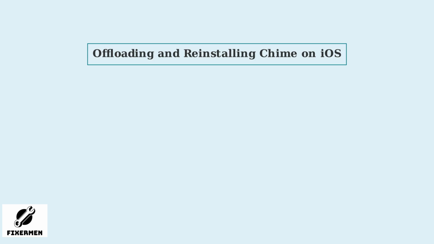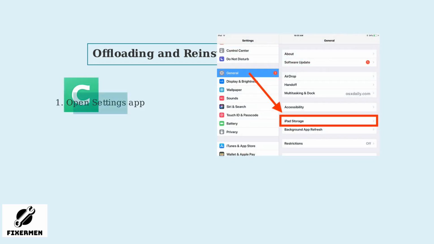This process clears the app's cache and can resolve login issues like error code 310. After offloading, reinstall Chime from the App Store to get a fresh version. To offload the app, start by opening the Settings app on your iPhone or iPad.